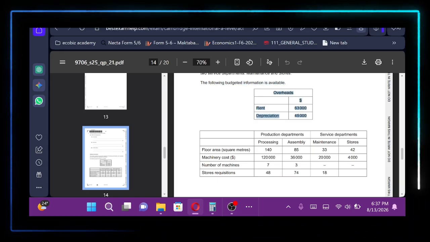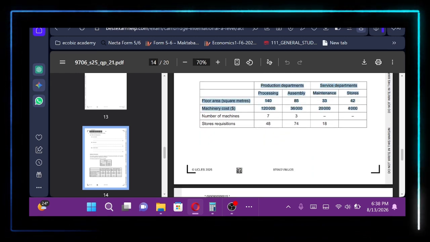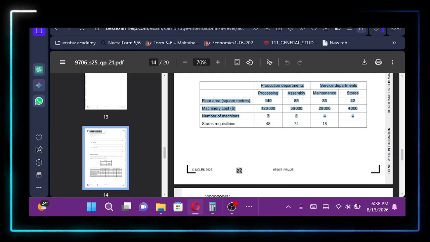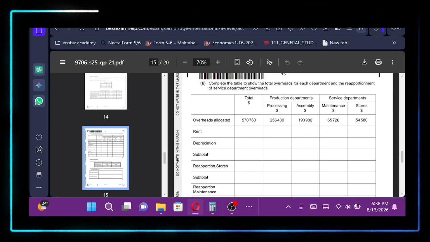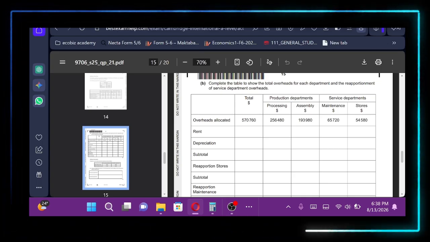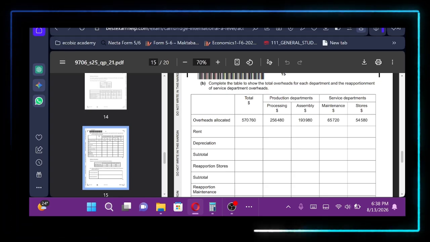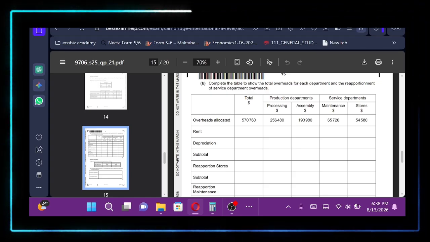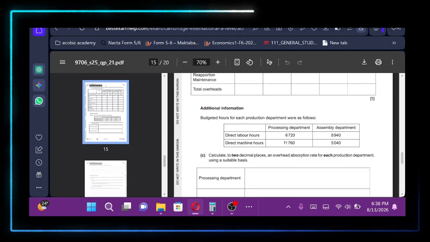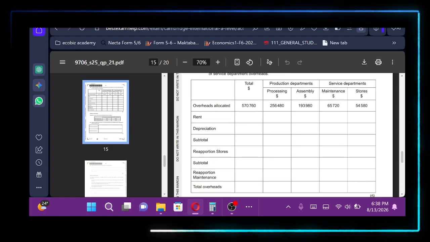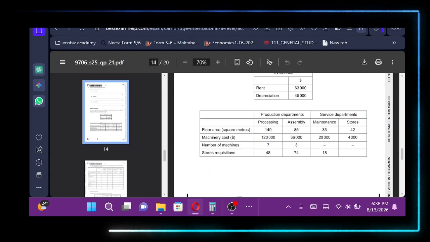Overheads, we have rent and depreciation. Production, service, we have this information. Now the question says, B, complete the table to show the total overheads for each department and the reapportionment of service department overhead. So first of all, when you see something like this, don't start getting stressed. It's actually very simple. So this is how we're going to solve it.